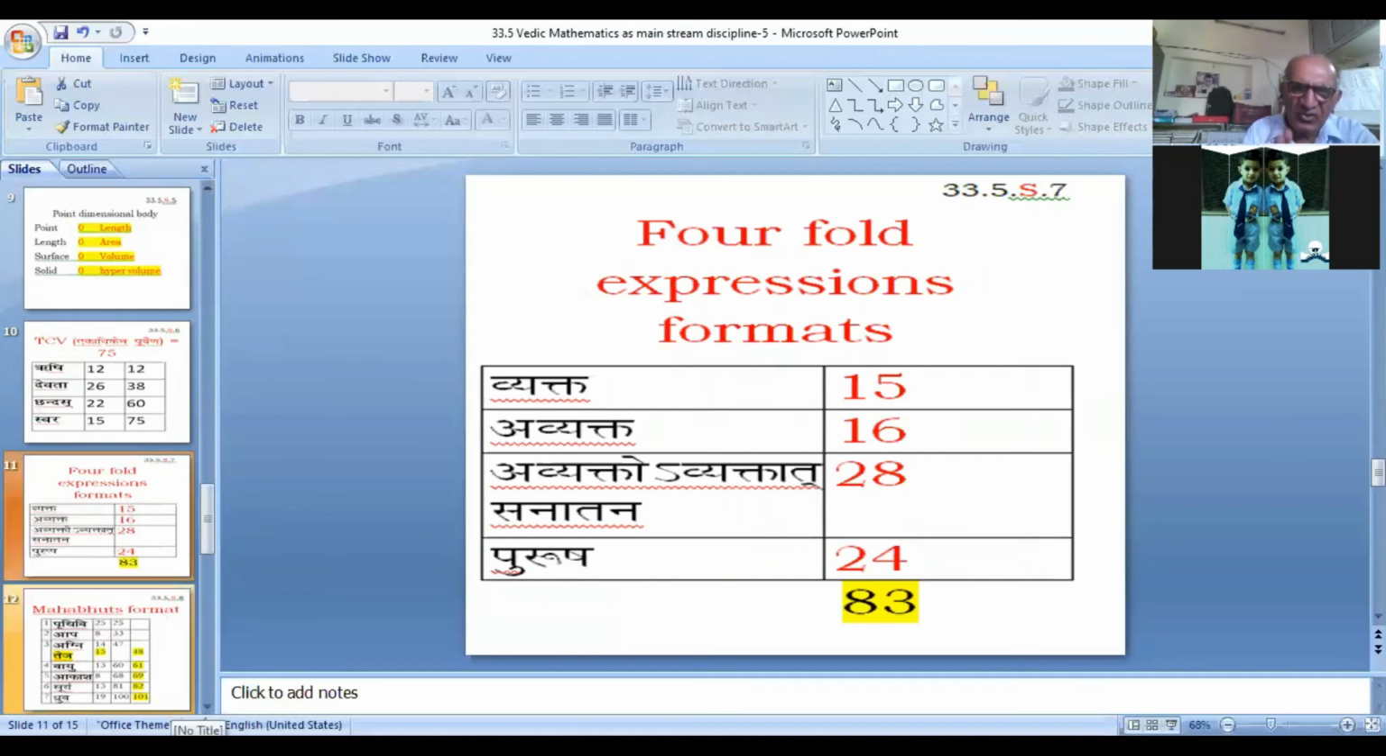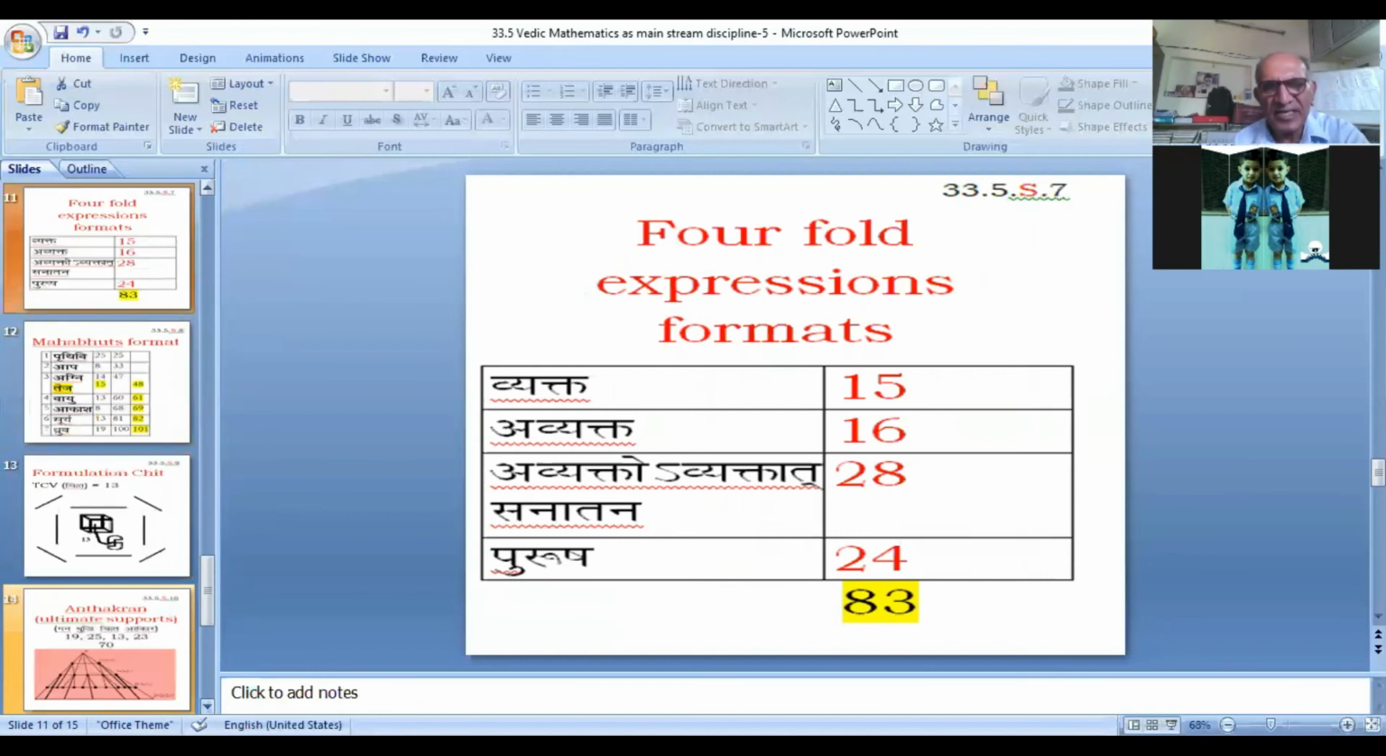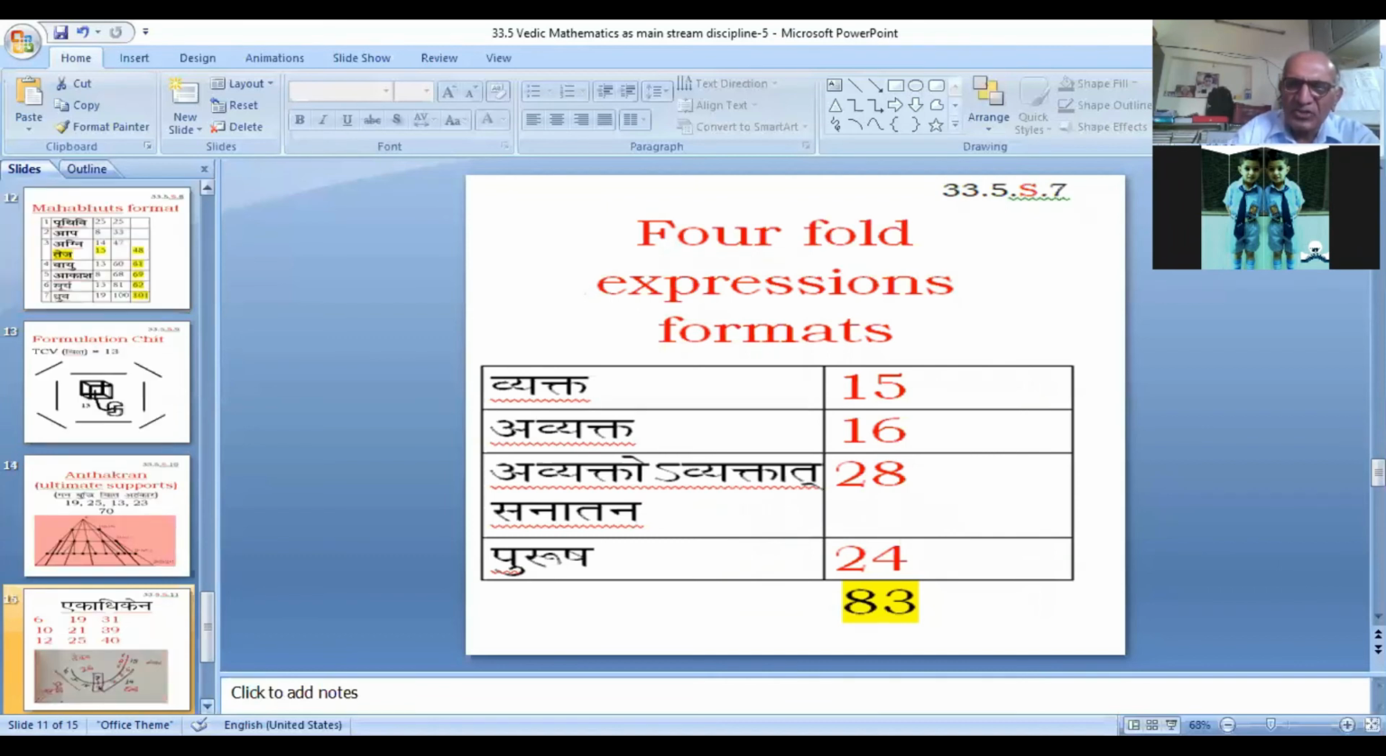These are called Vyakta, Avyakta, Avyakto Avyaktat, Sanatana, and Purusha. The Vyakta, the expressed, the Vyakta as a formulation is having TC value 15. Avyakta, the unmanifest, unexpressed state is of value 16, parallel with the dimensional frame of the force space. Avyakto Avyaktat is of TC value 28, parallel to the Sanatana, and value 28 is the TC value of the Brahma. And then the Purusha, it is of value 24.